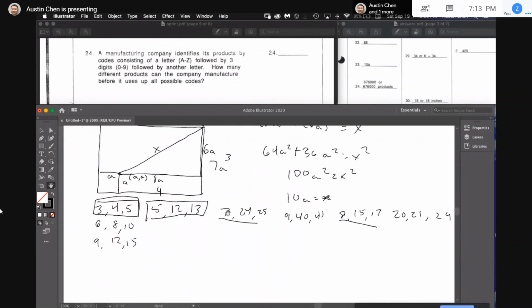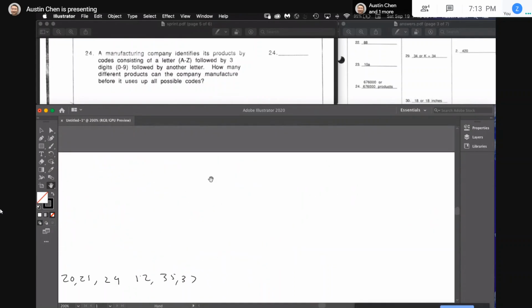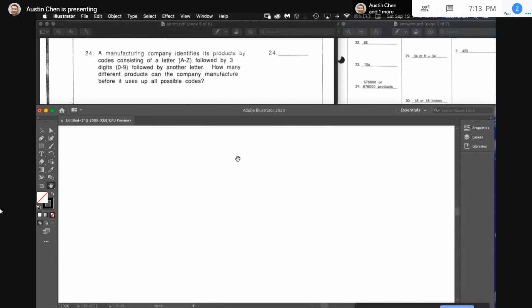Okay, and then number 24: a manufacturing company identifies its products by codes consisting of a letter A through Z, followed by 3 digits, 0 through 9, followed by another letter. How many different products can the company manufacture before it uses up all possible codes?